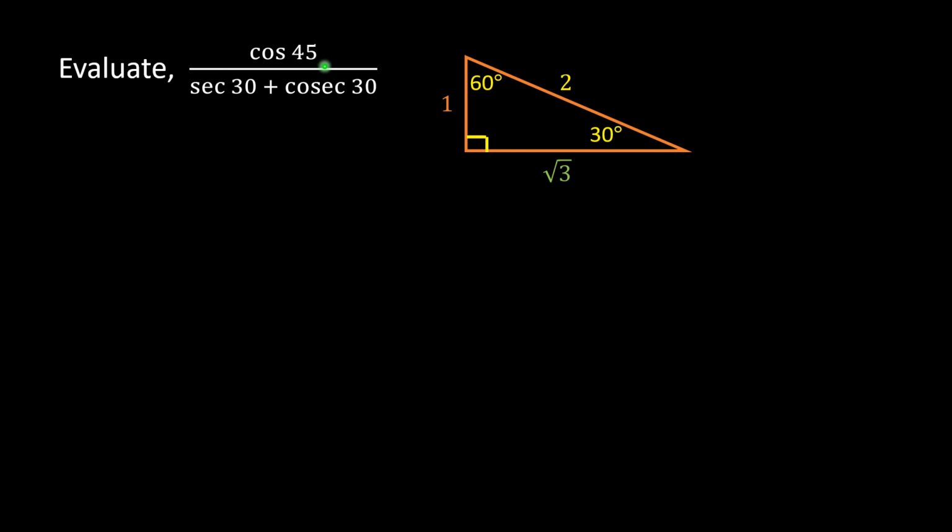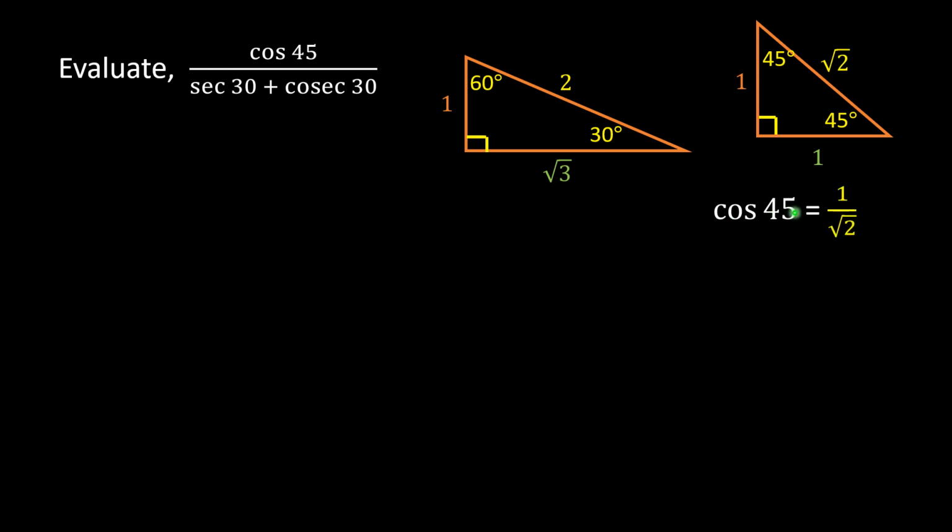For finding cos 45, we will draw a 45 degree, 90 degree right triangle with two equal sides, one each, and hypotenuse root 2. Now we will write cos 45 equals 1 divided by root 2. Sec 30 will be 2 divided by root 3. Cosec 30 will be 2 divided by 1, which will be 2. So we have cos 45 1 divided by root 2, sec 30 2 divided by root 3, and cosec 30 2.